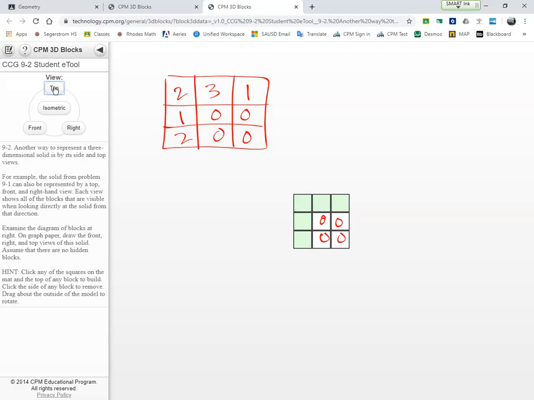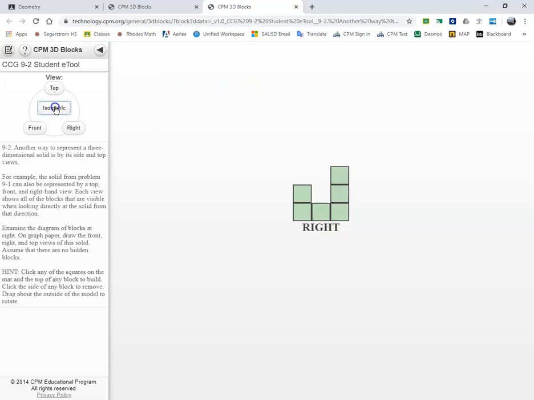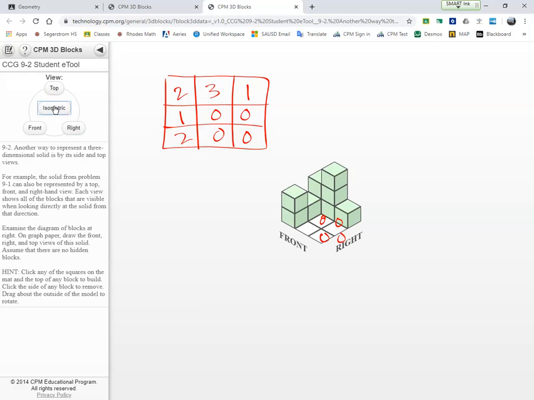And then if we look at it from the front, we know that it's 2 high, 1 high, 3 high, and 1 high. From the right, you know that there's a 3, a 1, and a 2. But this isometric or 3D view is pretty golden. And we can very easily see that it's 0, 0, 0, 0 in the front. And then we got 2, 1, 2, 3, and 1, which is what matches up here.